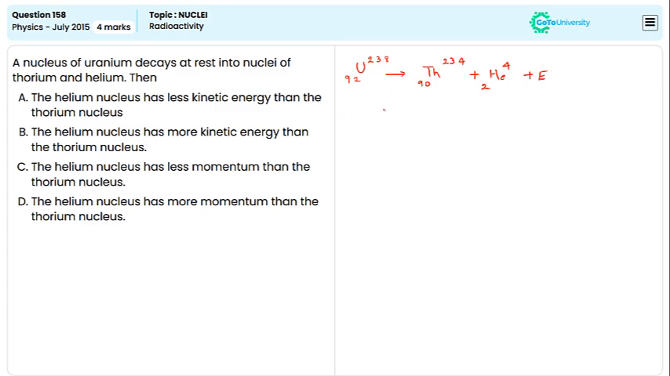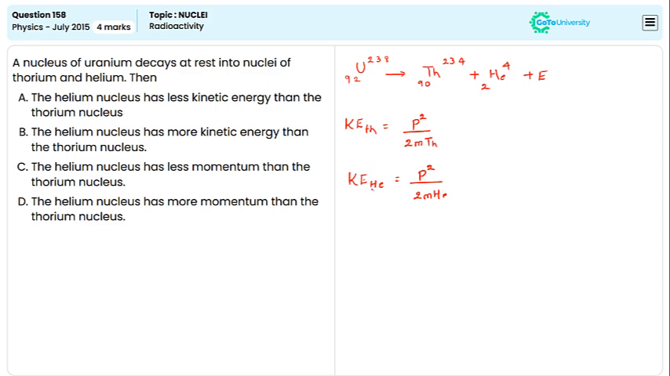And the kinetic energy of the thorium nucleus is given by, that is the kinetic energy of the thorium is equal to P square divided by 2m of thorium. And the kinetic energy of the helium nucleus is given by, that is the kinetic energy of the helium is equal to P square divided by 2m of helium.